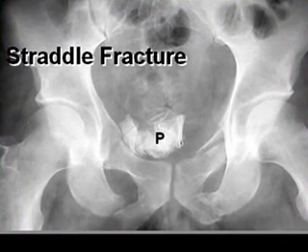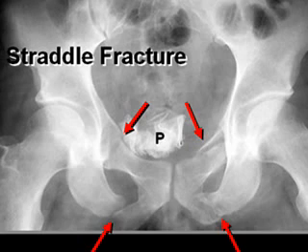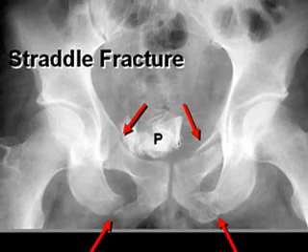This is an example of a straddle fracture. The P is on packing in the pelvis. You can see there are bilateral fractures of the ischia and bilateral fractures of the pubic bones. The fracture fragments in this case are not elevated.